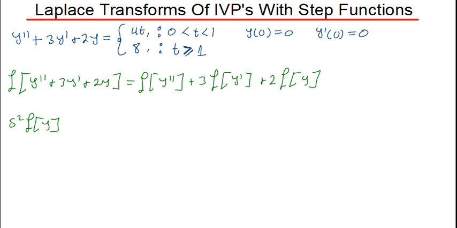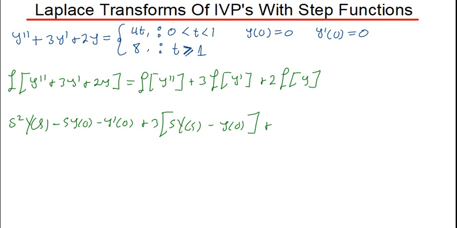I can choose to write it that way, but instead of using the Laplace transform of y, we just use capital Y of s. By the way, you can check the formula for the Laplace transforms of derivatives in the description below. So this will be minus s times y of 0 minus y prime of 0. Then plus 3 open bracket, s times Y of s minus y of 0, then plus 2 times Y of s.